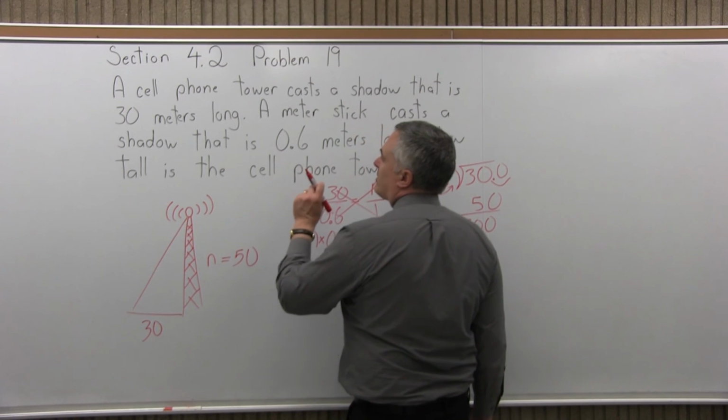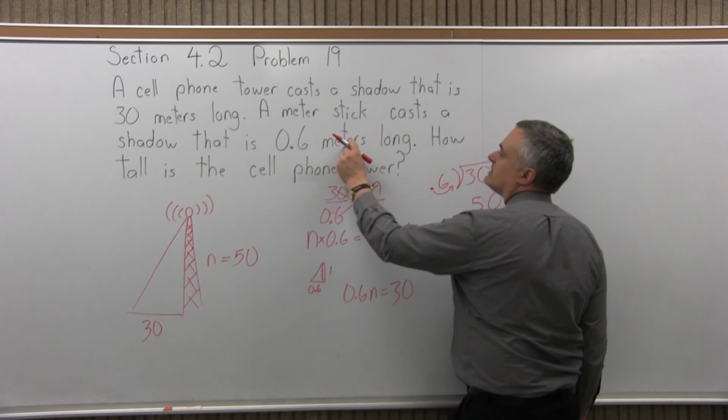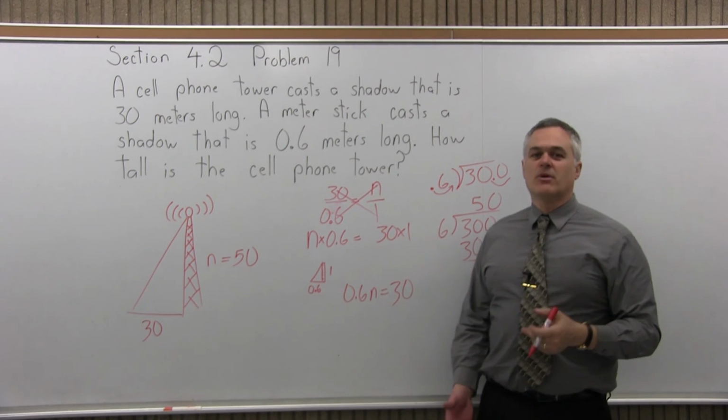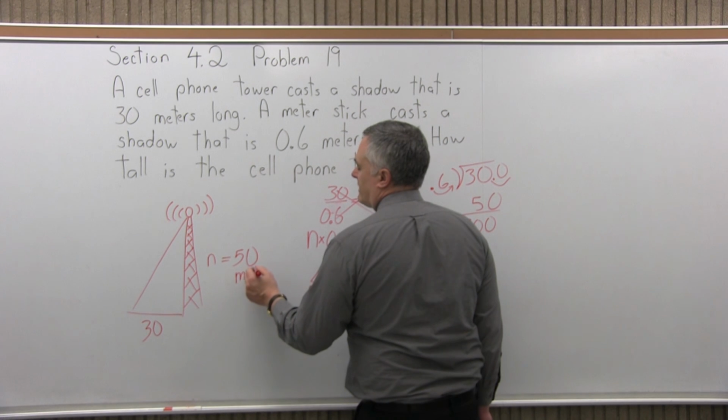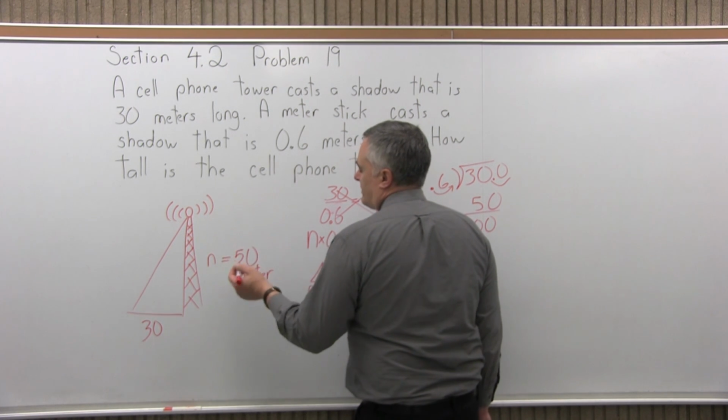Now, because this is an application problem that includes units of measure, we can't just give a number for an answer. We have to include units of measure also. So the answer is the height of the cell phone tower is 50 meters high.